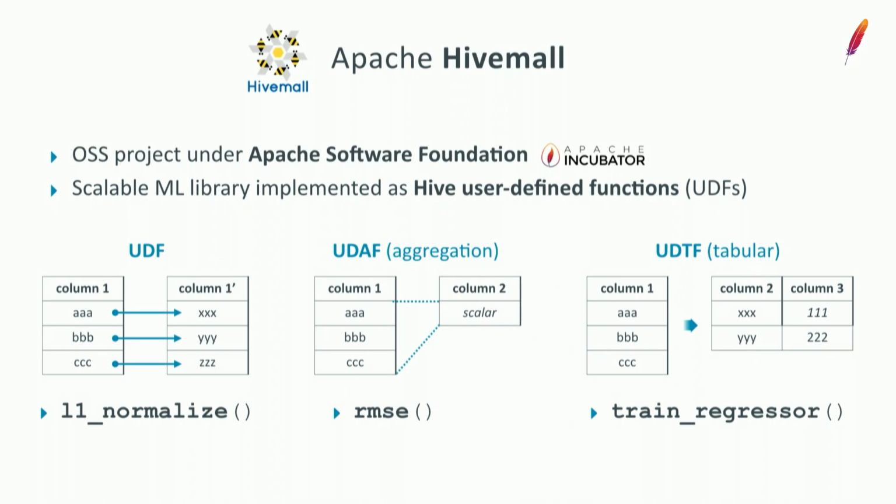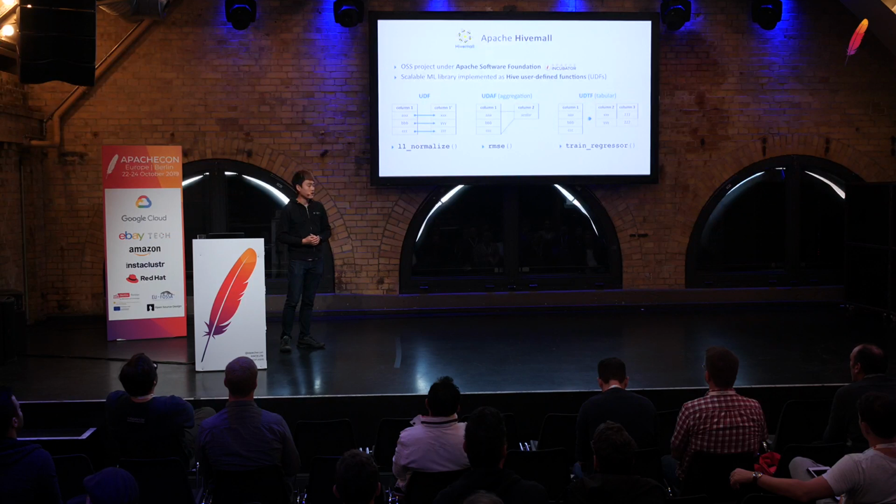As the name suggests, Hivemall is an extension of Hive's capability. It's basically a collection of user-defined functions of Apache Hive. There are 3 different types of user-defined functions in Apache Hive. One is the simple user-defined function, which gives you a one-to-one mapping from the original table to the new table. In the case of machine learning, for example, normalization corresponds to this kind of operation.